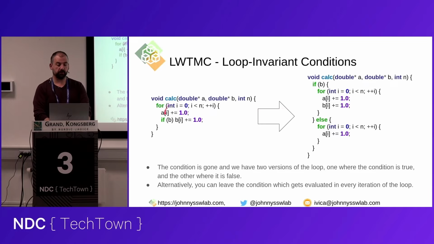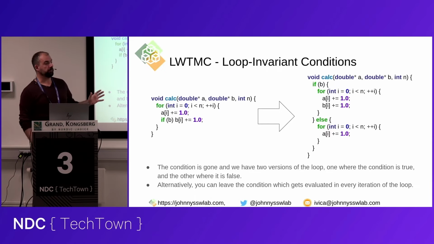So here is how it looks. Here is my original function, and what either the compiler does or I can do myself is move this condition outside of the loop. So if B is true, then I have this loop that inside has B of I plus equal 1 without any conditions. And if B is false, then I have A of I plus equal 1, and B of I is completely gone. Okay?